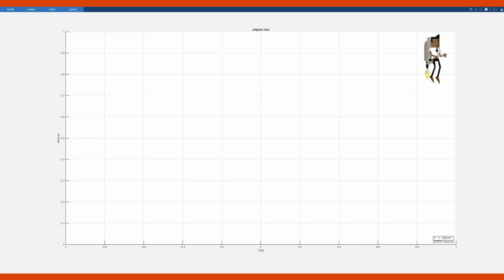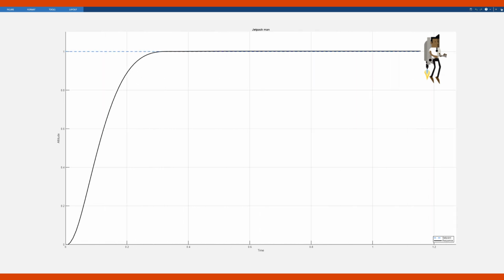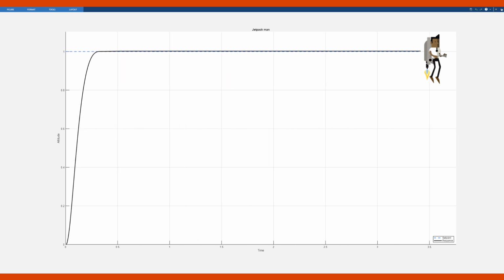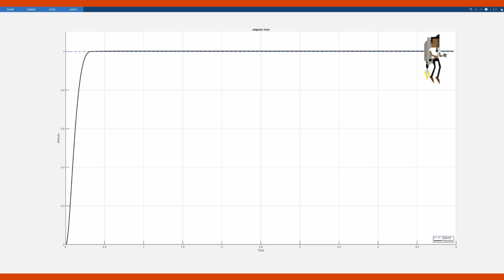We need to find just the right value for our damping so Jimmy reaches the right height quickly but doesn't overshoot and go too high. That looks perfect. We got to the right height quickly and we didn't overshoot at all. This system is what we call critically damped.